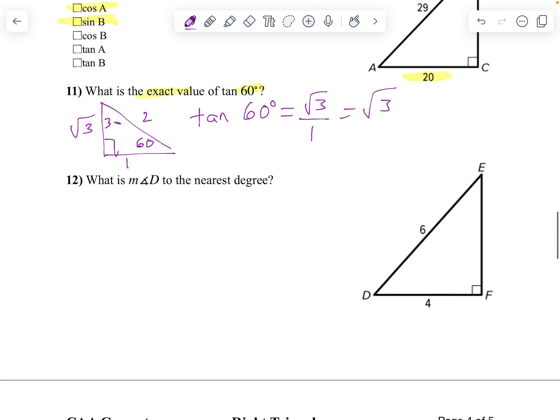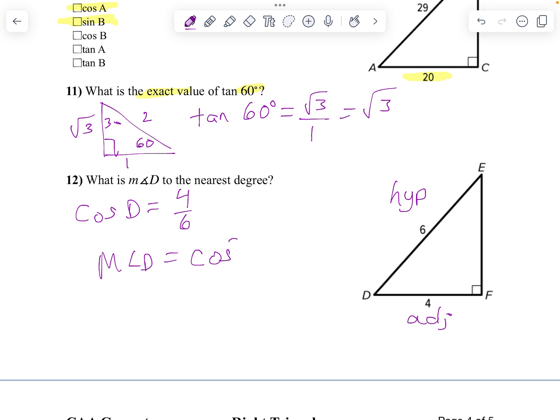Now, question 12, now we can use our calculator. So I want to find the measure of angle D to the nearest degree. Well, in relation to angle D, 4 is my adjacent. 6 is my hypotenuse. So we're going to go through that same thing again. Adjacent hypotenuse, so I know the cosine of angle D is going to be 4 over 6. Or the measure of angle D will be the inverse cosine. Now you can write 4 over 6, but I think it's easier to just reduce that to 2 over 3.